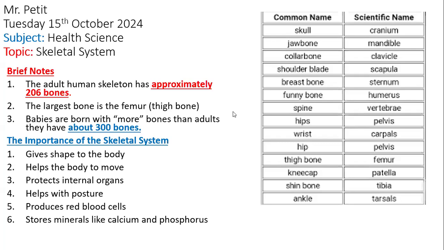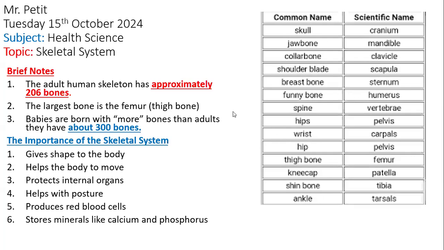Where is Aiden Frandu? Are you there, Aiden? Yes, sir. Aiden, why is the skeletal system important? It gives the body shape, it helps the body move, it protects internal organs, it helps the posture, produces red blood cells, and it stores minerals like calcium and phosphorus. Thank you.